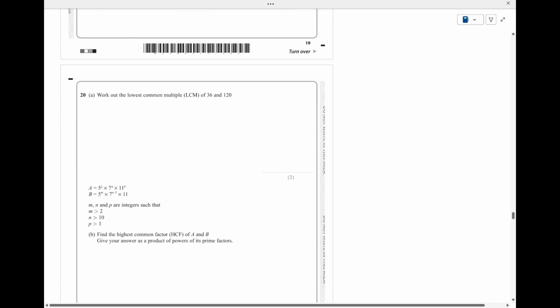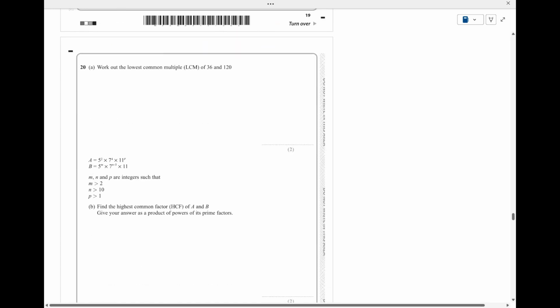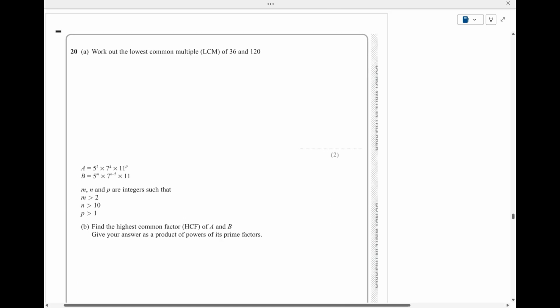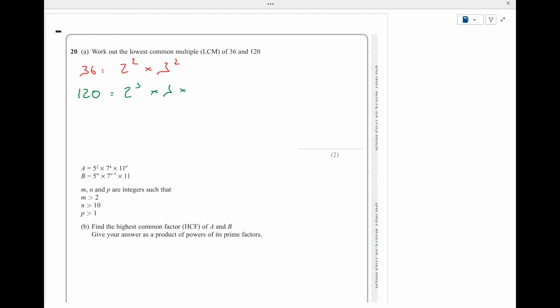Number 20. Work out the lowest common multiple of 36 and 120. Right, I'm going to write 36 as a product of primes, and I'm going to do that using my calculator and the format button. So I'm going to do 36 equals, go to format, go to prime factor, and it tells me that 36 is 2 squared times 3 squared. If you've got an older model calculator, then you can do it using the fact button. Now 120 equals format, prime factor, 2 cubed times 3 times 5.